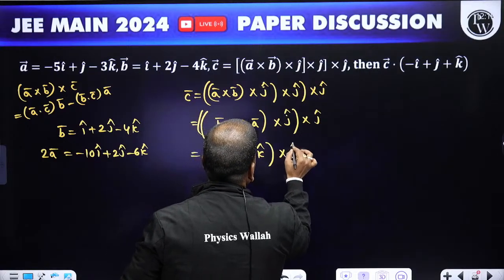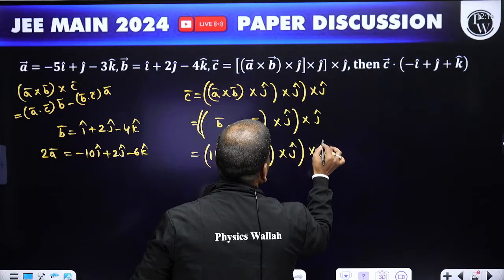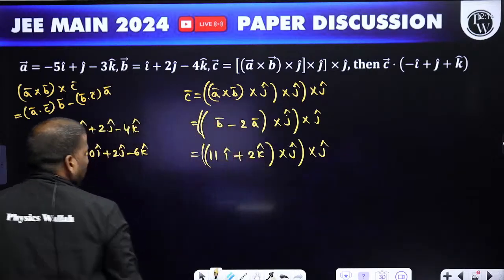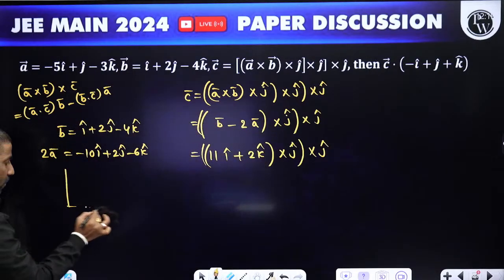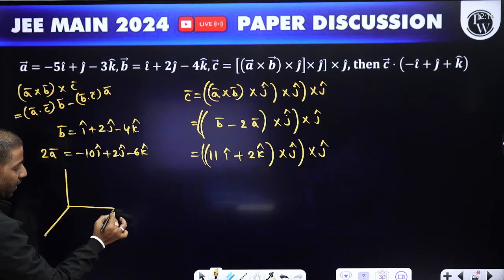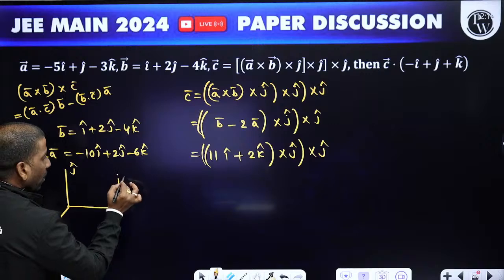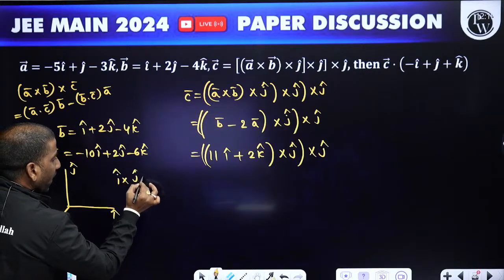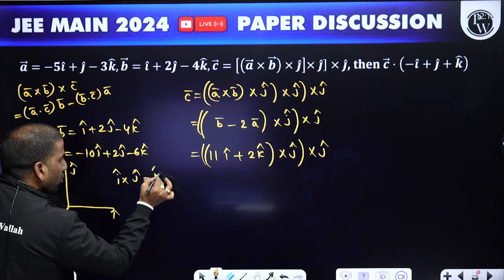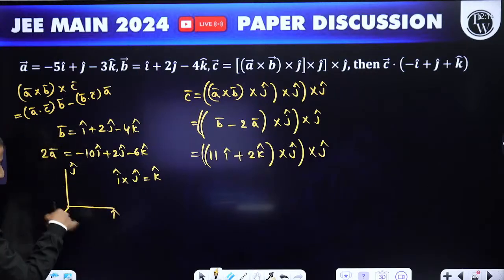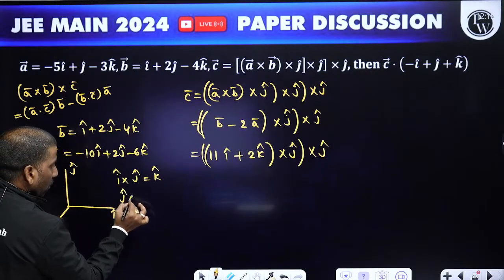Cross J. Again cross J. Right? That's all. Now one more thing here. i, j, k are orthonormal vectors. i cross j: when you rotate in the clockwise direction, you will get the third vector. Suppose you reverse it, a minus will come.